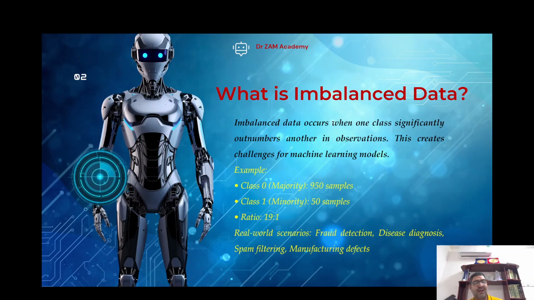Spam filtering is one more area in which you can have 98% of the mails which are normal and the rest spam. Manufacturing defects are the same. Manufacturing defects are very rare, so you might have 100 samples, out of which one is defective and 99 are normal. So it's a minority class which results in data imbalance.